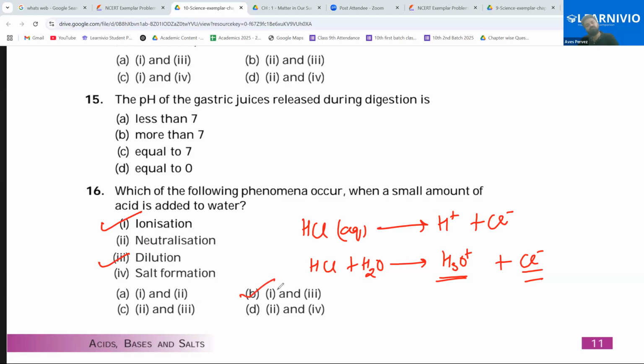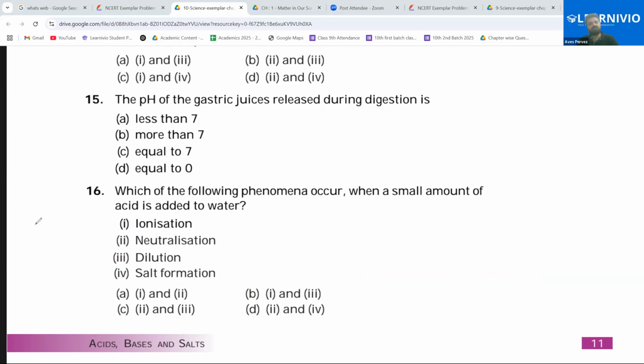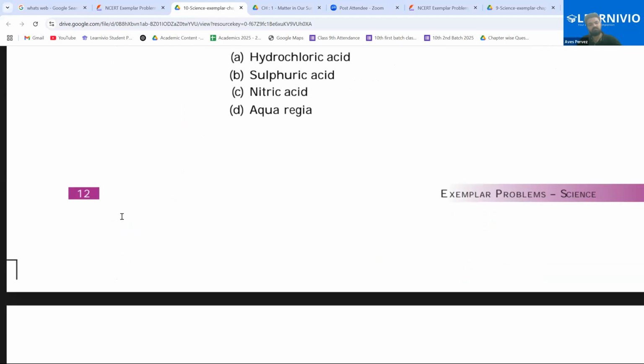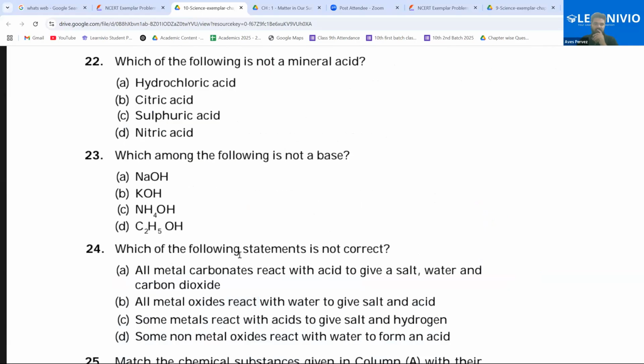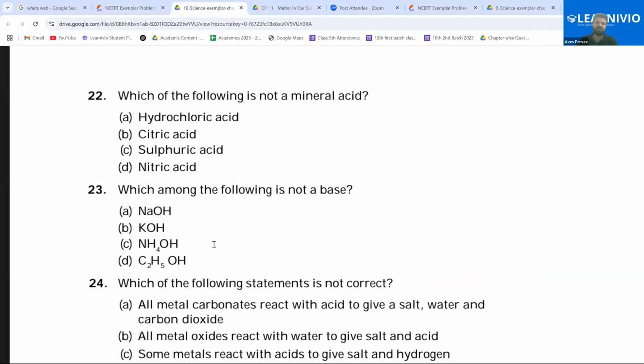Understood? Clear, Bharti? Yes, sir. Clear? Yes, sir. Can I move forward? Yes, sir. Noted. Next. Write down. Which of the following is not a base? Write it down. Question number 23.